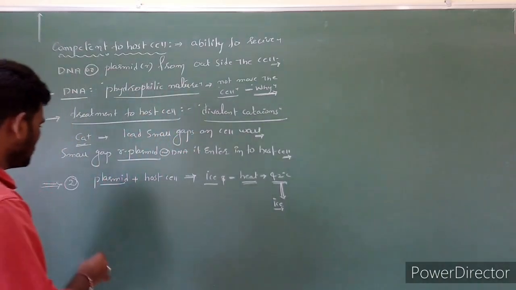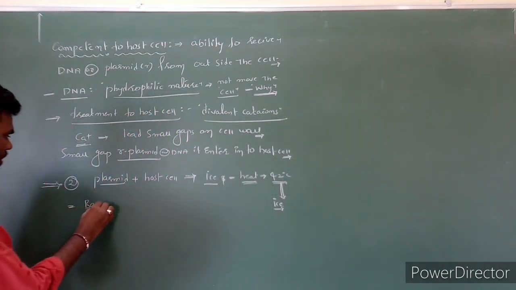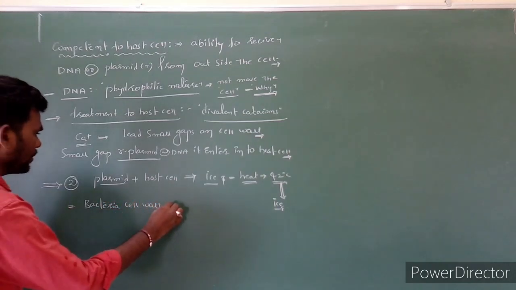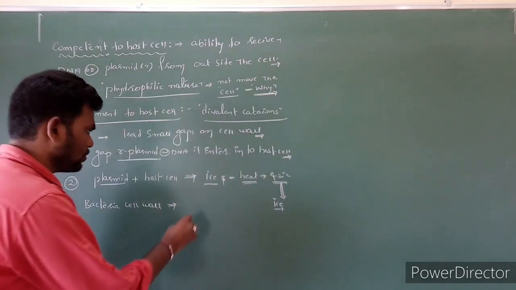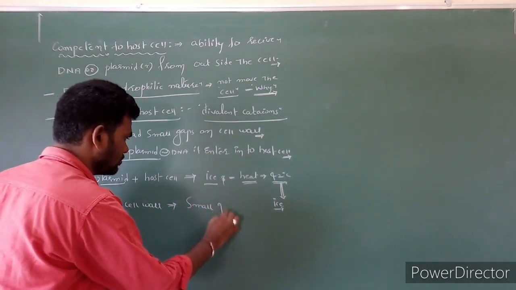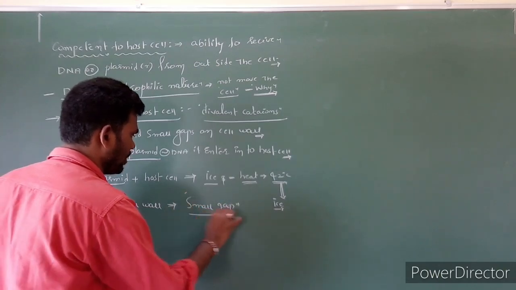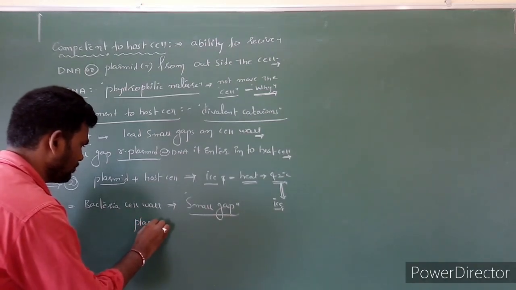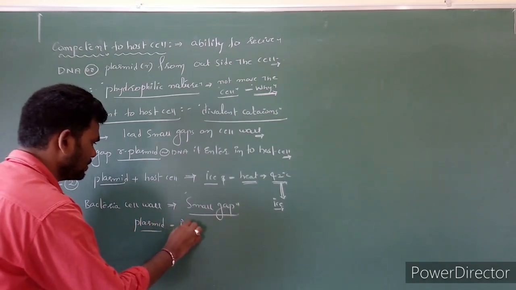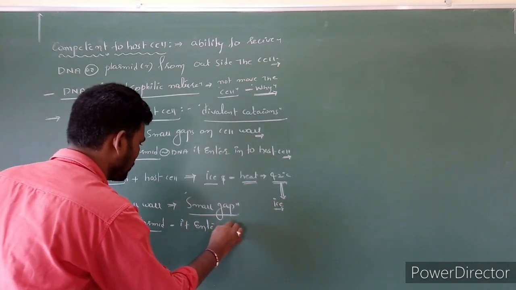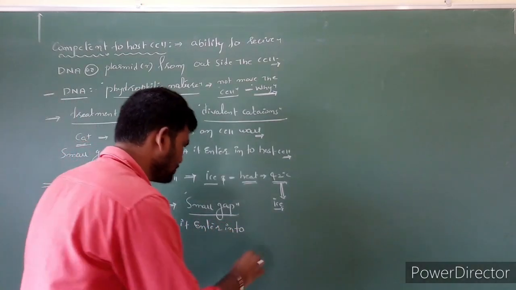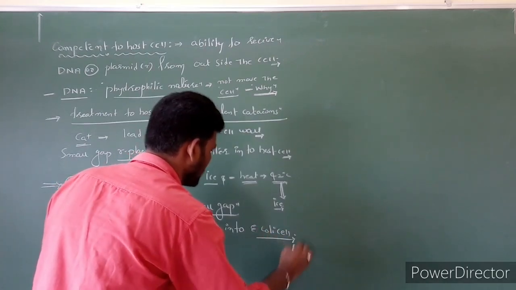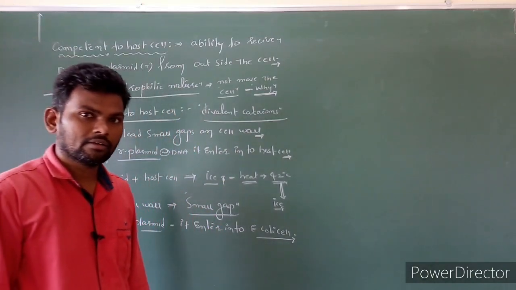Then what happened? Due to that the bacterial cell wall becomes loose and small gaps are formed. So through these gaps, this plasmid or desired DNA enters into the E. coli cell. Clear?